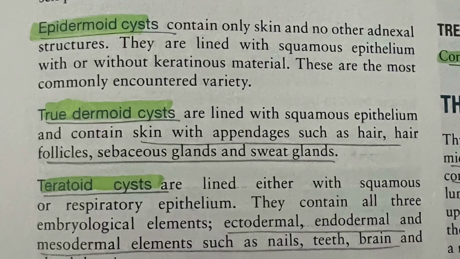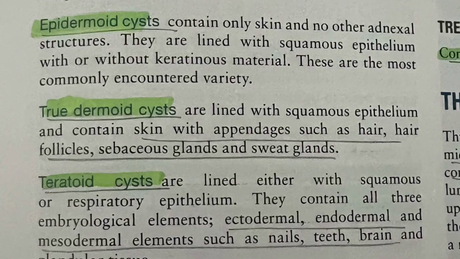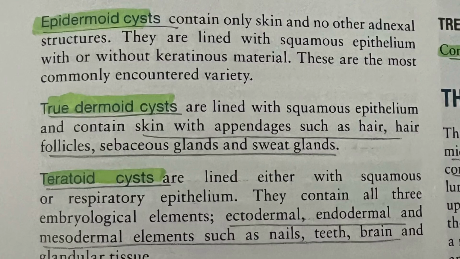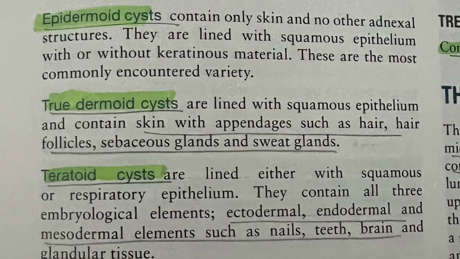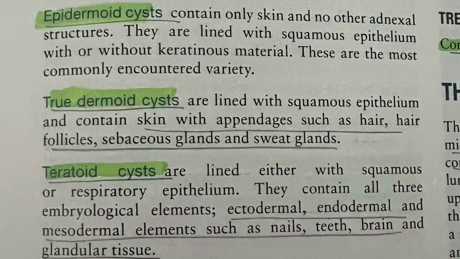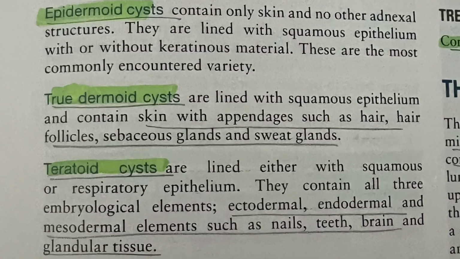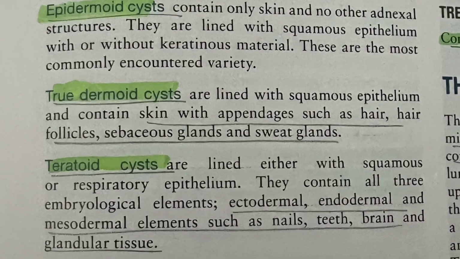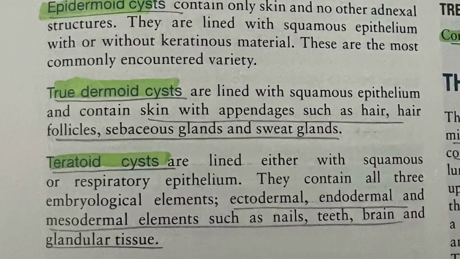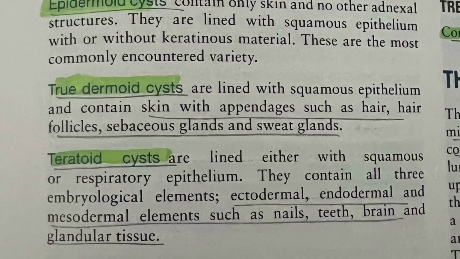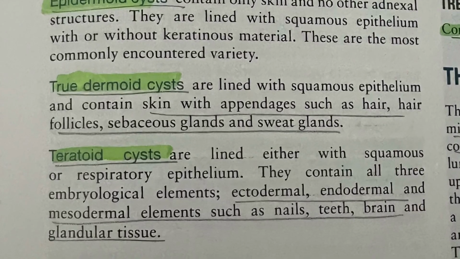Dermoid cysts are of three types: epidermoid cyst, true dermoid cyst, and teratoid cyst. Epidermoid cysts consist only of skin, with no other adnexal structure. They are lined with squamous epithelium with or without keratinous material. These are the most commonly encountered cysts.